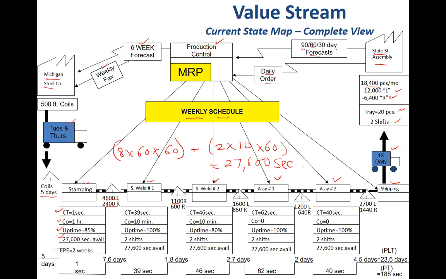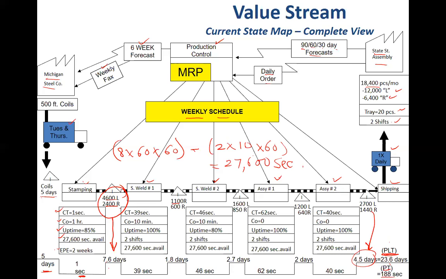All that information about inventories, changeover time, and cycle time is then translated into the value-added time, or rather the total production lead time, which is what we have at the bottom: 5 days of inventory, which is the coil inventory, and 1 second, which is for the stamping process. This inventory can then be converted into a corresponding number of days, which is 7.6 days in this case, 39 seconds for spot weld, and so on and so forth. So we have a production lead time of 23.6 days, of which 4.5 days is just this inventory time, and then a processing time of 188 seconds.